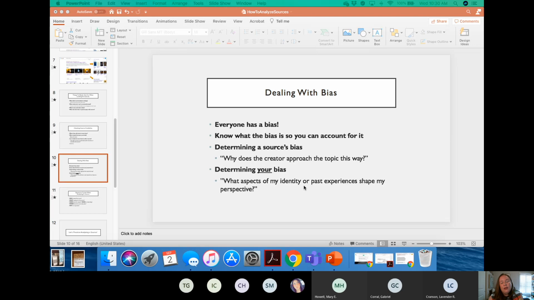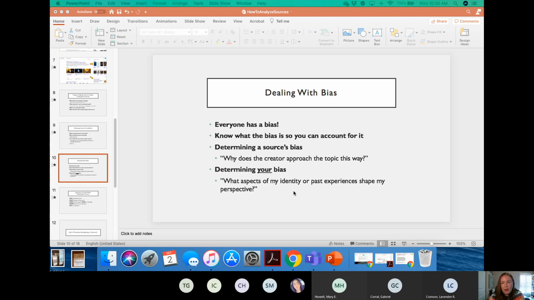When we talk about aspects of my identity, gender is one of them. Religion, ethnicity, where you're raised, right? So when we talk about identity, these are things about you that are fairly permanent and integral to who you are. When we talk about past experiences, this could include jobs or education or trauma, other things that you've lived through that have happened to you to shape your experience.